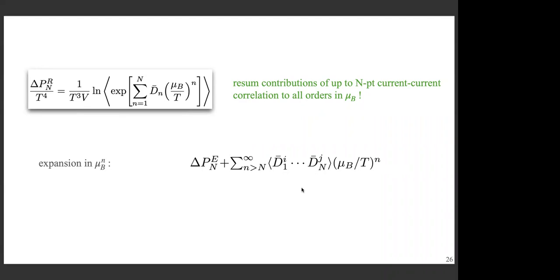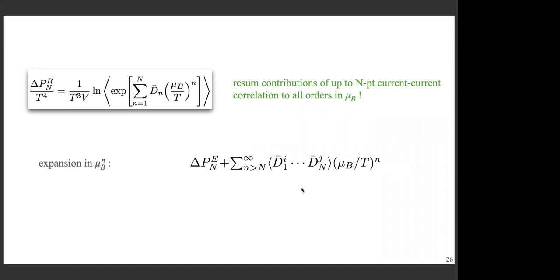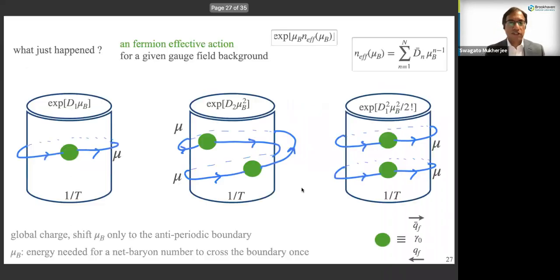Swagato, yes, I have a small question, quick question. So you're thinking of this expansion as an operator exponentiation, right? Yes, yes, that's the way I'm thinking, at least. Okay, thanks. I will try to give you a much more intuitive picture in the next bit.